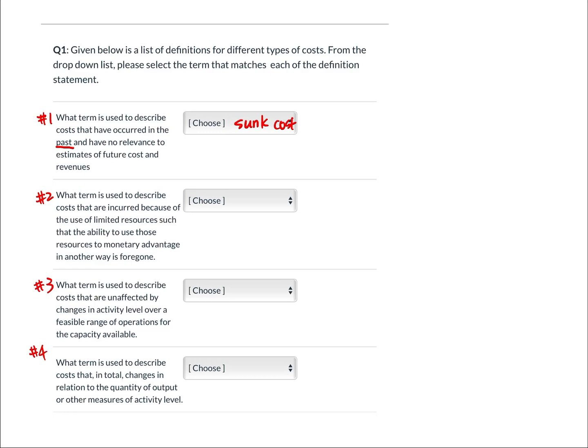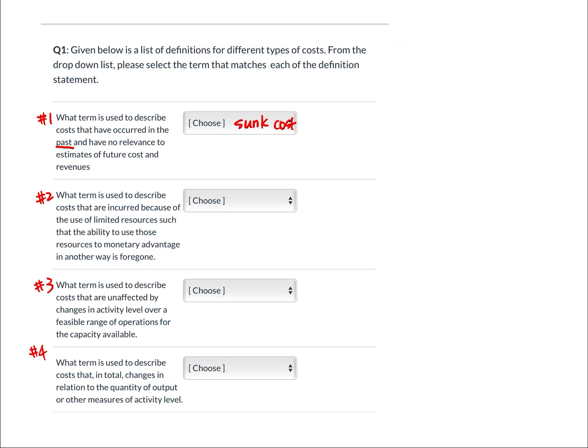Okay. All right, number 2, what term is used to describe costs that are incurred because of the use of limited resources, such that the ability to use those resources to monetary advantage in another way is foregone? Right? So because the resource is limited, like the time and the money, if you put your resource in this project, you couldn't choose the other project. So the other project is foregone. So what type of cost is it? Think about that for maybe 5 seconds.